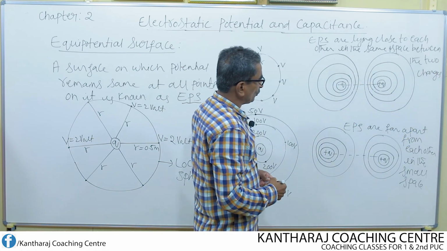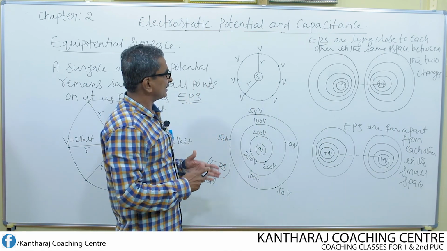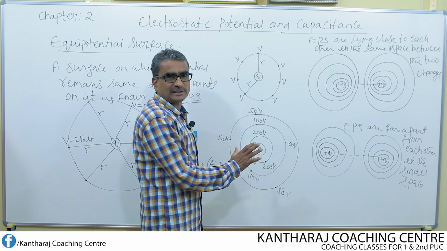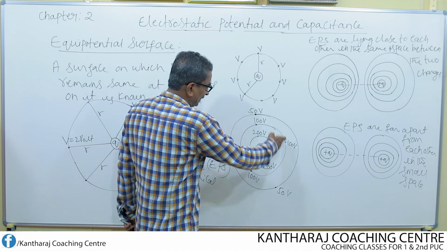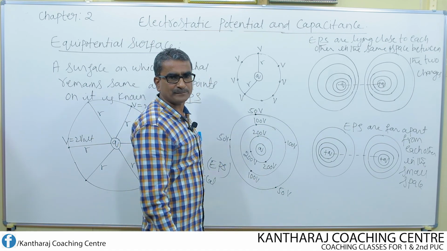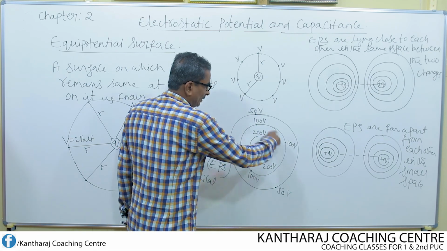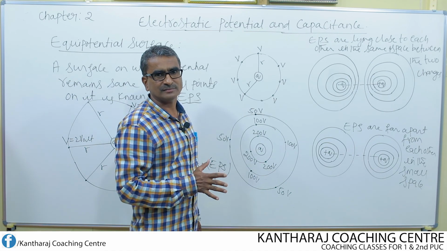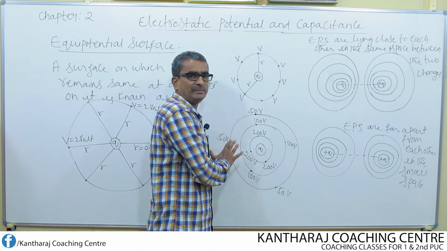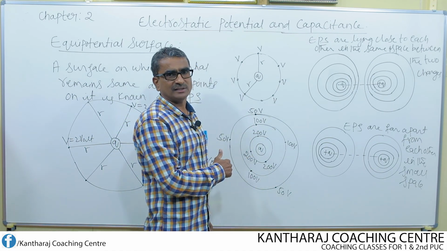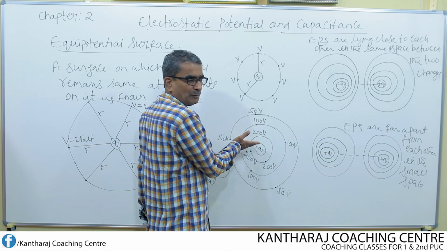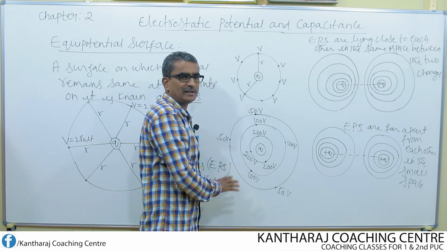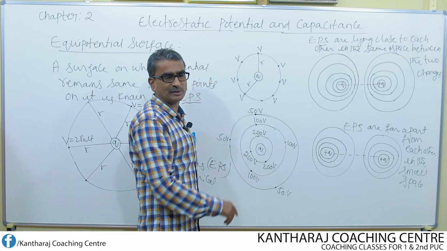So if the question is asked for 1 mark, sketch the equipotential surface for an isolated positive or negative charge, better you write like this. But don't mention the values. Here I have written the values of potential just to make you understand. There is no specific meaning or significance, just to show how the value of potential varies from one equipotential surface to another. No need to write these values in the examination.